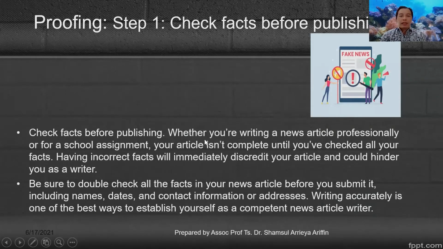Whether you are writing a news article professionally or for a school assignment, your article isn't complete until you have checked all your facts. Having incorrect facts will immediately discredit your article and could hinder you as a writer. So if you give misinformation, there is very little chance for you to get published. You need to give good facts, and the facts must be correct. Be sure to double check all the facts in your news article before you submit it, including names, dates, and contact information or addresses. Writing accurately is one of the best ways to establish yourself as a competent news article writer.